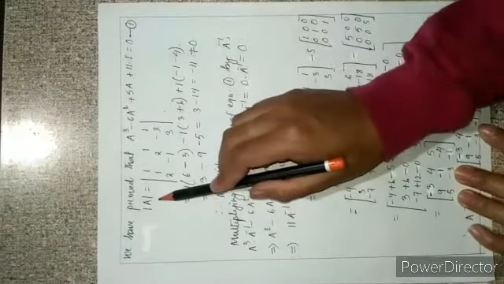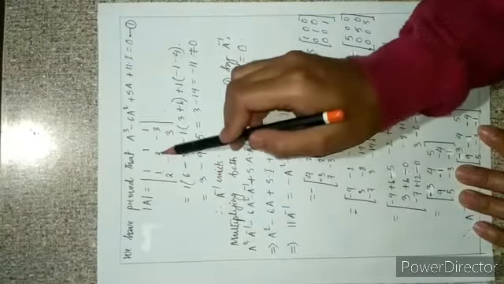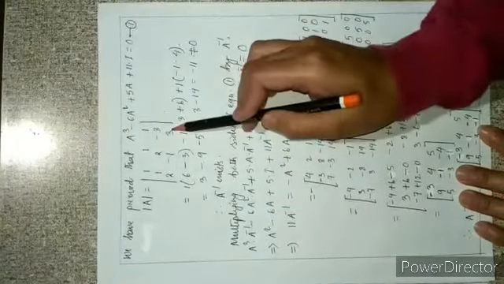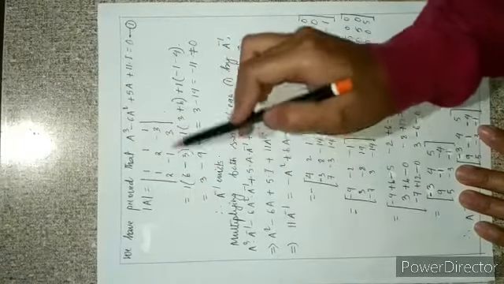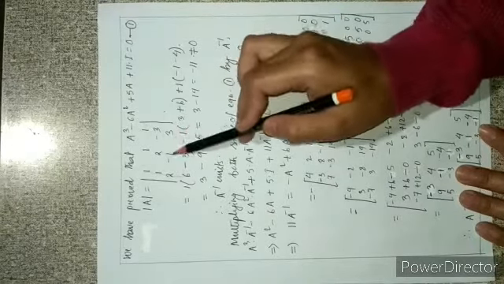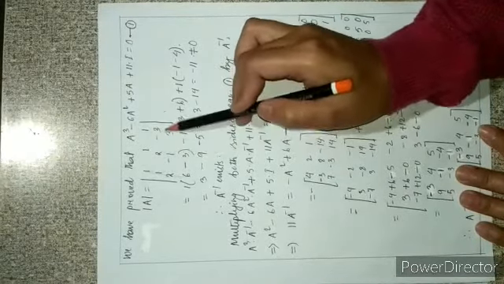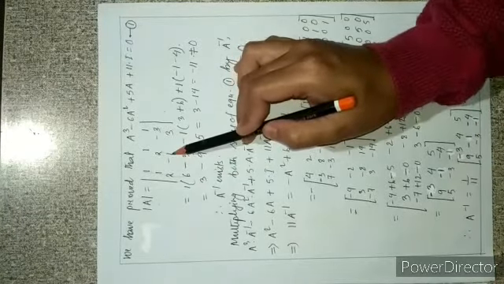Then find the determinant of the given matrix A. The determinant is given by 1, 1, 1, 1, 2, minus 3, 2, minus 1, and 3. Expanding along the first row, we have 1. Find the determinant obtained by deleting the first row and first column. We have 2, minus 3, minus 1, and 3. By expanding, 2 into 3 is 6, minus 3 into minus 1, plus 3.